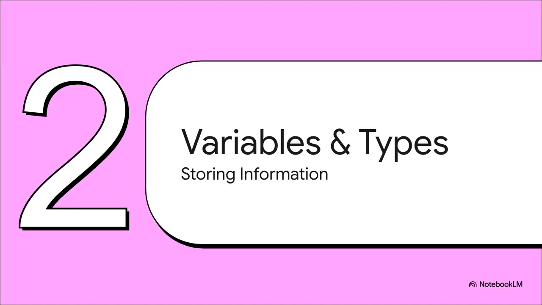Okay, so our functions are like recipes. They know the steps. But a recipe is pretty useless without ingredients, right? It needs flour, sugar, data. And in code, we store that data in variables. Think of them like labeled jars in your pantry for all your different ingredients.